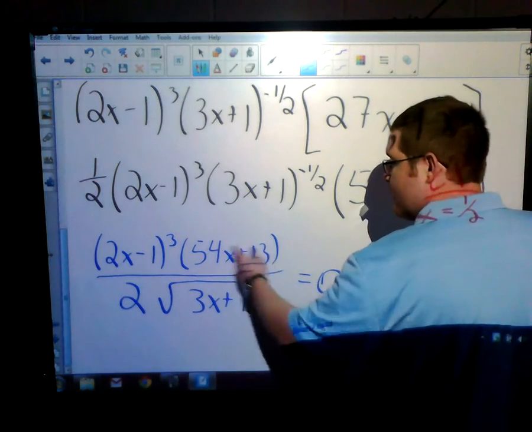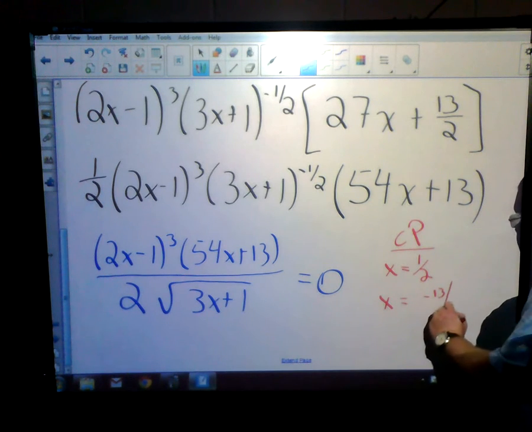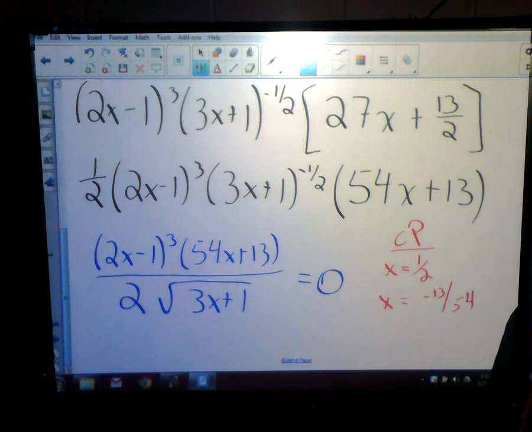What will make this 0? It's ugly, but it's x equals negative 13 over 54. Okay. Those are the only zeros of this problem.